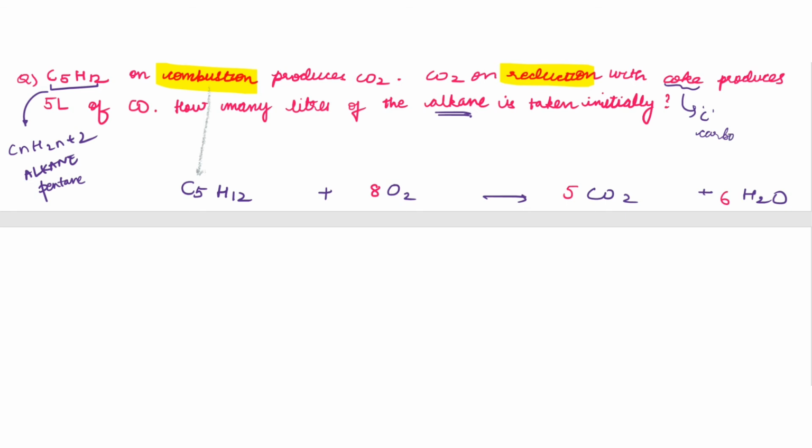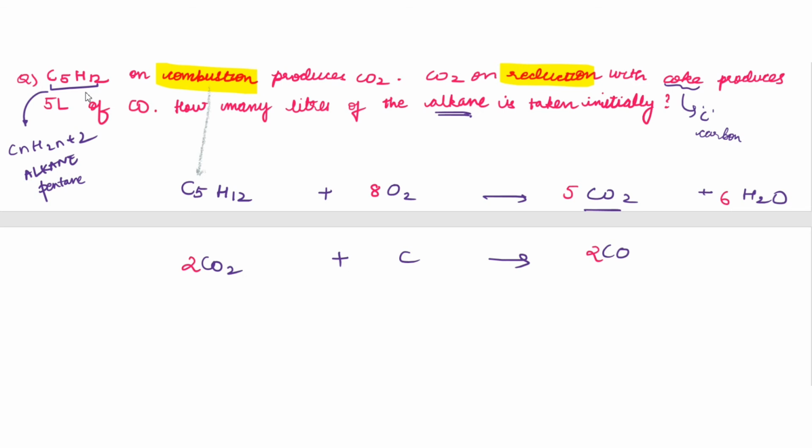So this is the first step. Next they are saying CO2 on reduction with coke. So CO2 is undergoing reduction with coke. Coke is nothing but carbon. So CO2 plus C gives us carbon monoxide, 5 liters of carbon monoxide. Balance this equation: CO2 plus C gives us CO. So we get CO2 plus C gives us 2 CO.